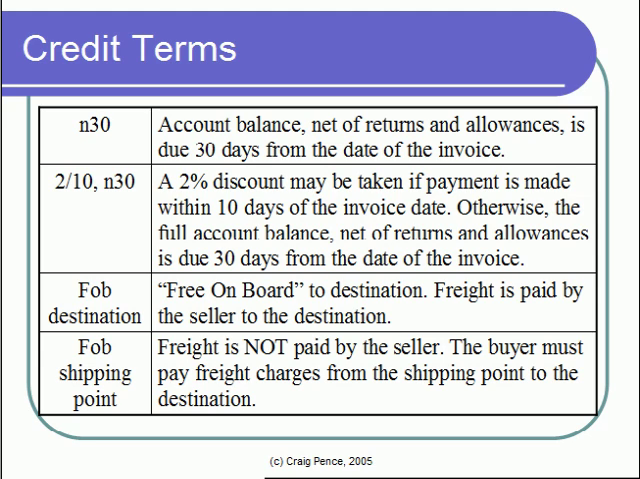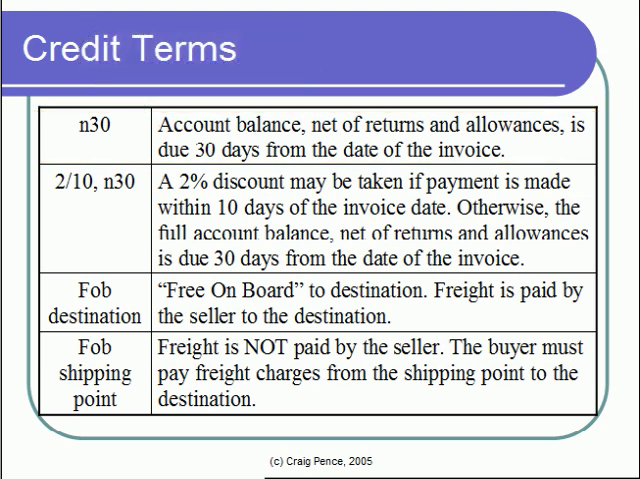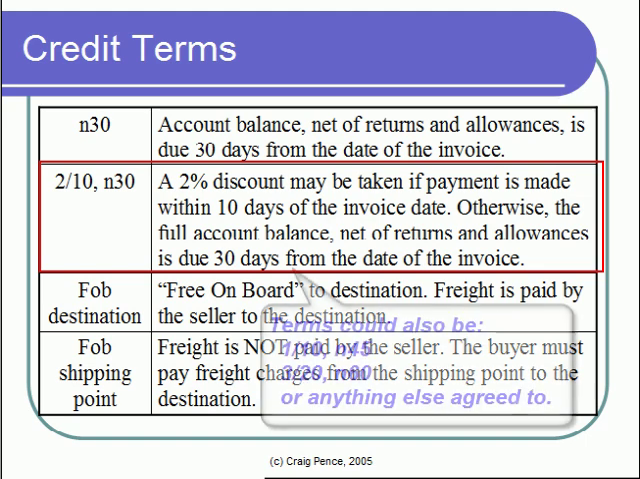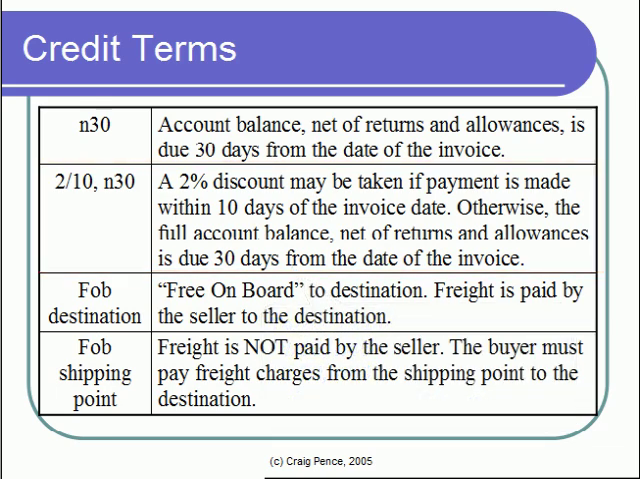When a sale is made on account, the terms of sale will be stated on the invoice. Terms N30 mean that the buyer and the seller have agreed that the full amount of the invoice price, net of any returns and allowances, is due 30 days from the date of the invoice. Terms 2/10 net 30 mean that the buyer can take a 2% discount off the invoice price if payment is made within 10 days of the invoice date. Otherwise, the full amount, net of returns and allowances, is due 30 days from the date of the invoice.